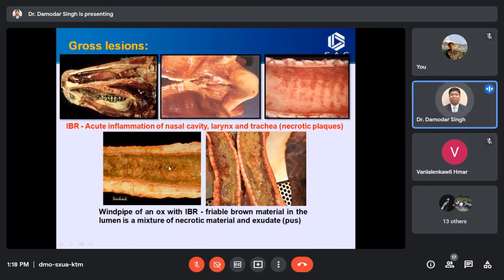And sometimes very thick, brown, friable material. These are nothing but necrotic material mixed up with the pus exudates, right? So that may fill the windpipe, that means the trachea, or sometimes some part of the bronchi. Okay, so that used to be there in the bronchi as well as the trachea of the affected animal, very severe in these cases.